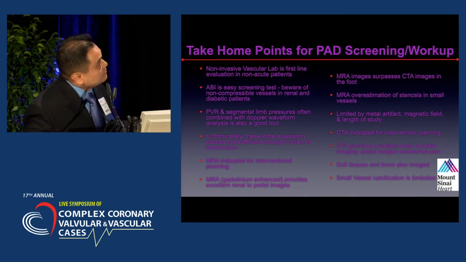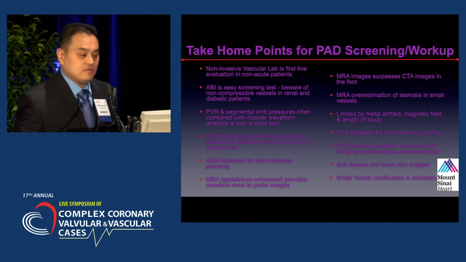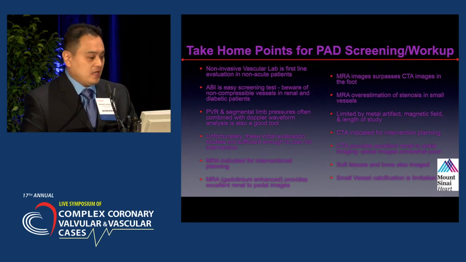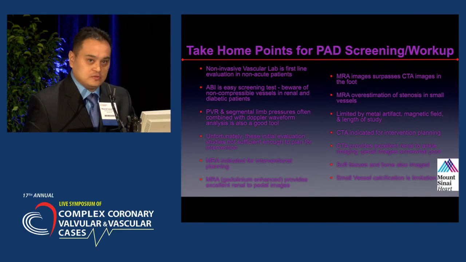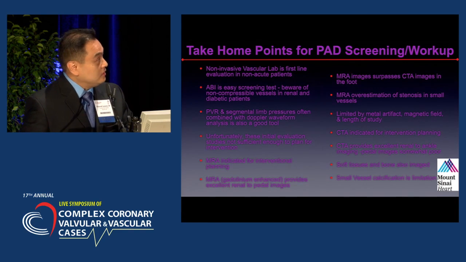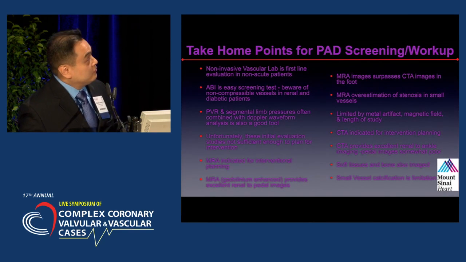So some take-home points. The non-invasive vascular lab is the first line of evaluation in non-acute patients. ABI is an easy screening test. Beware of non-compressible vessels in renal and diabetic patients. PVR and segmental limb pressures, often combined with Doppler waveforms, are a good tool to analyze any peripheral arterial disease. MRA is a good test to indicate for interventional planning, as is CTA.